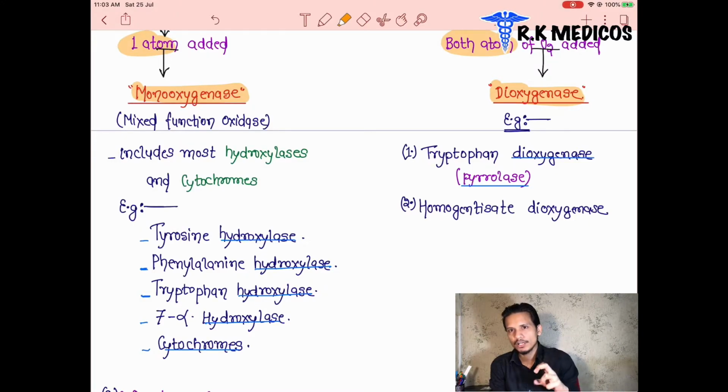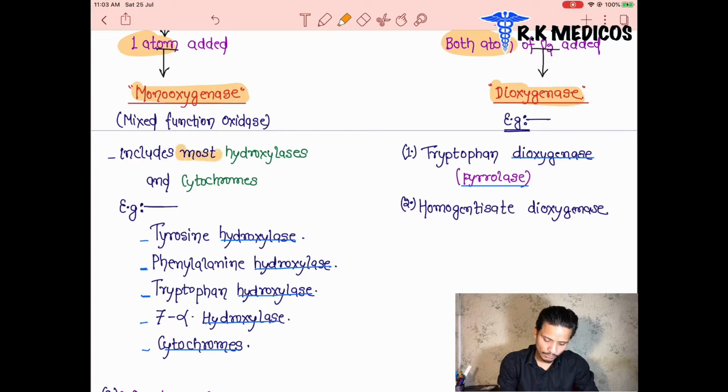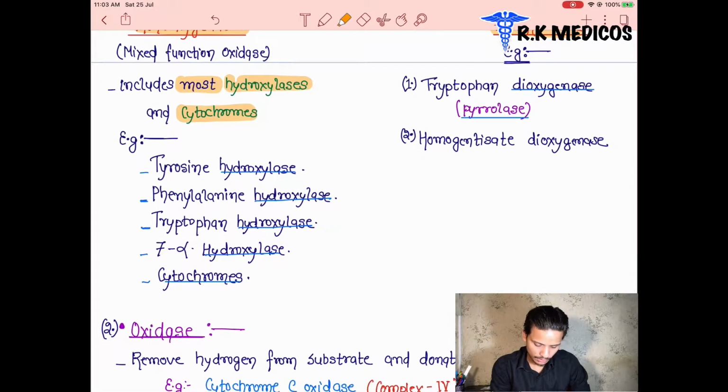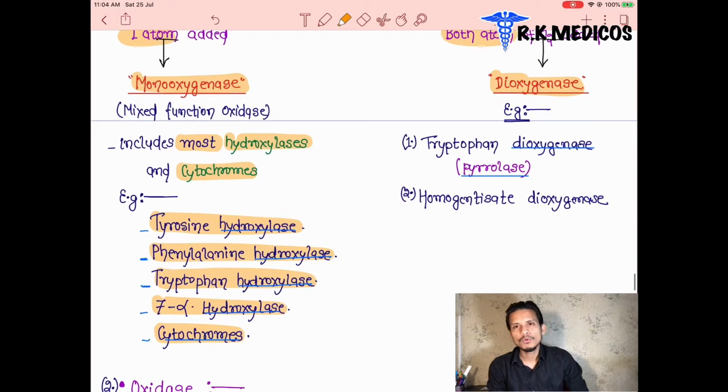The oxygenase is attached with one oxygen. What is the role in our general life? We can see it is basically present in most of the hydroxylases and cytochromes. Which enzymes are located here? Tyrosine hydroxylase enzyme, phenylalanine hydroxylase enzyme, tryptophan hydroxylase enzyme, 7-alpha hydroxylase, cytochromes. These are all examples of monooxygenase.